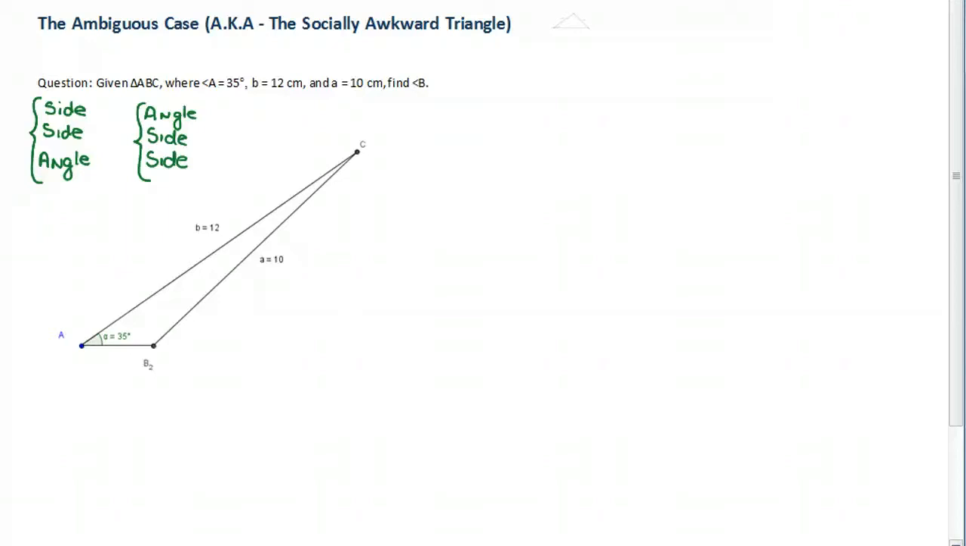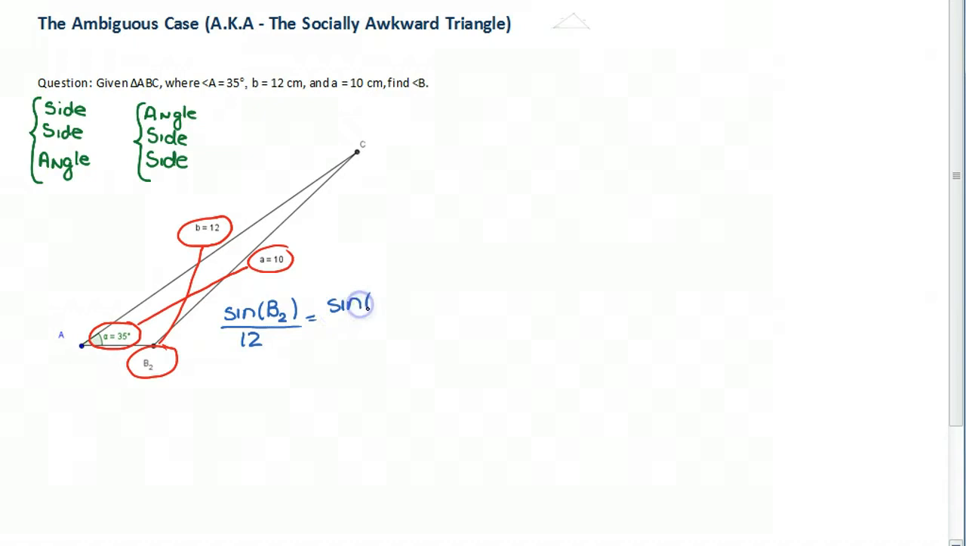When I look at this triangle, what I notice right away is that I have angle A and I'm given the opposite length. When I have an angle and its opposite length, I think of sine law right away. If I'm interested in finding angle B, going across, thankfully I'm given length B, so I can set up sine law here. I'm going to set it up such that B2 is in the numerator: sine B2 over 12 is equal to sine of 35 degrees over 10.